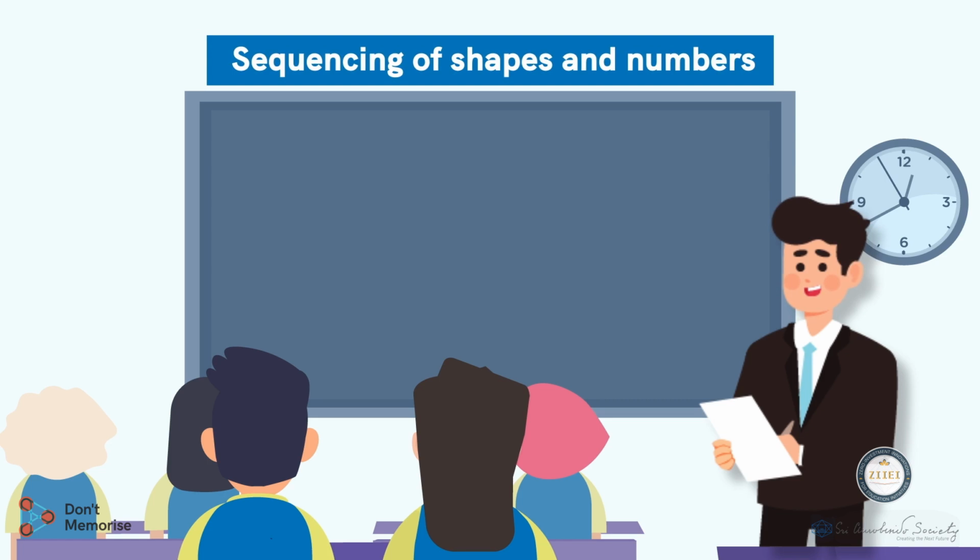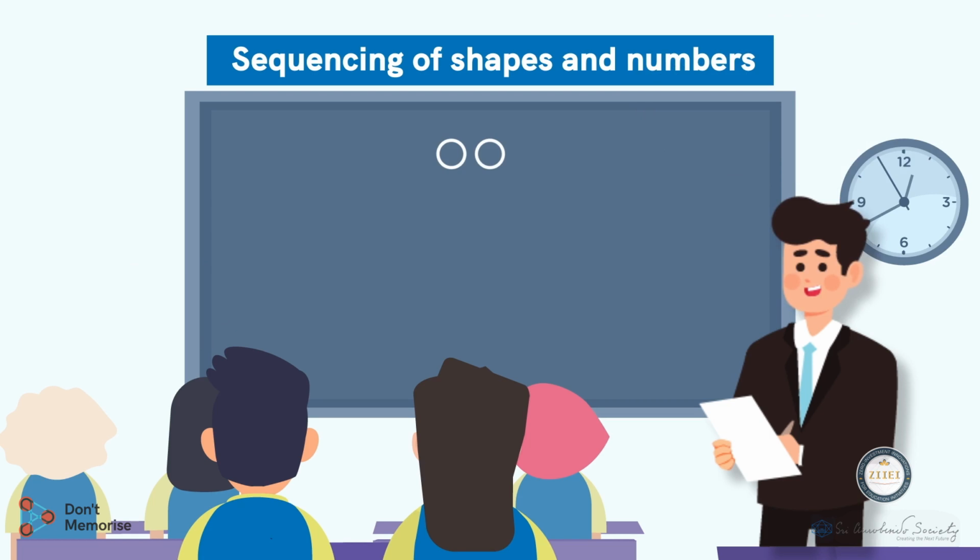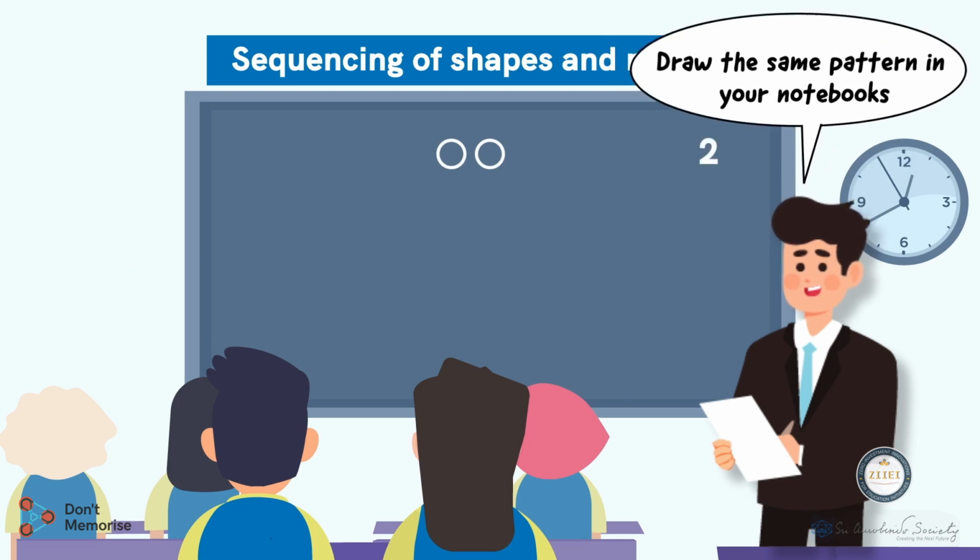Pointing at the first row, ask, how many of you are seated in the first row? The students may respond by saying 2. Draw 2 circles on the board and write the number 2 beside it. Ask the students to draw the same pattern in their notebooks.